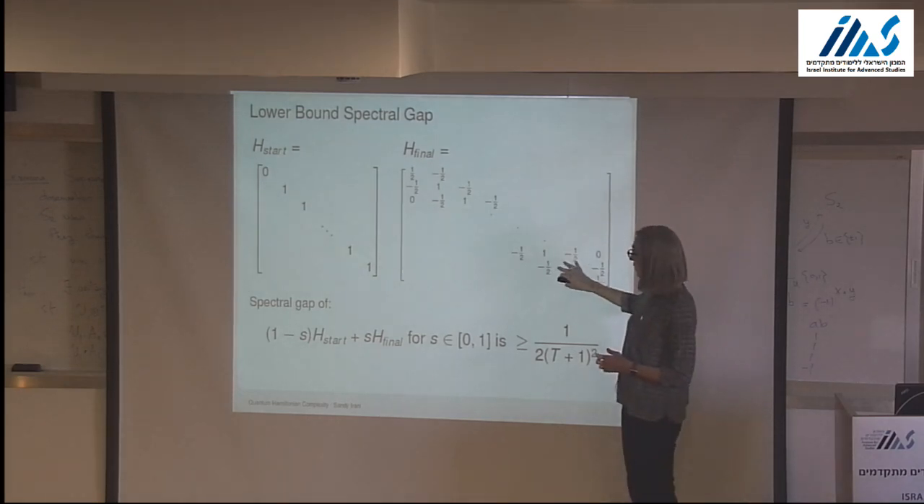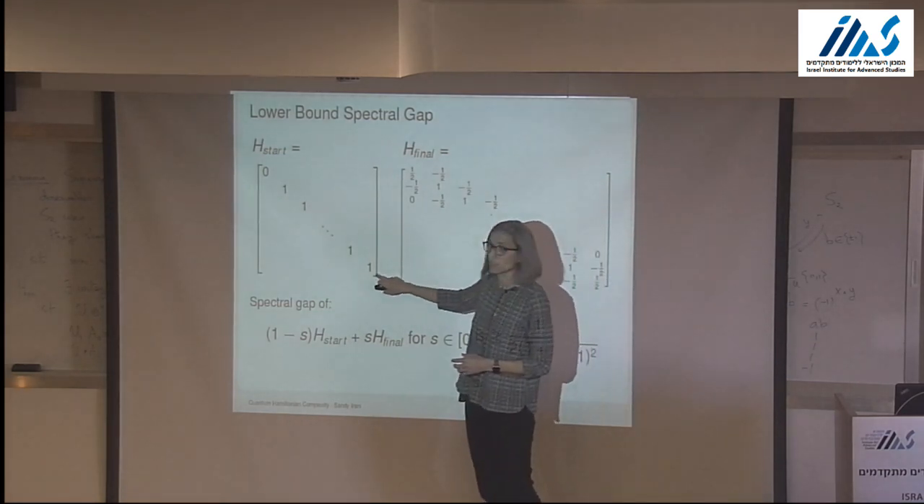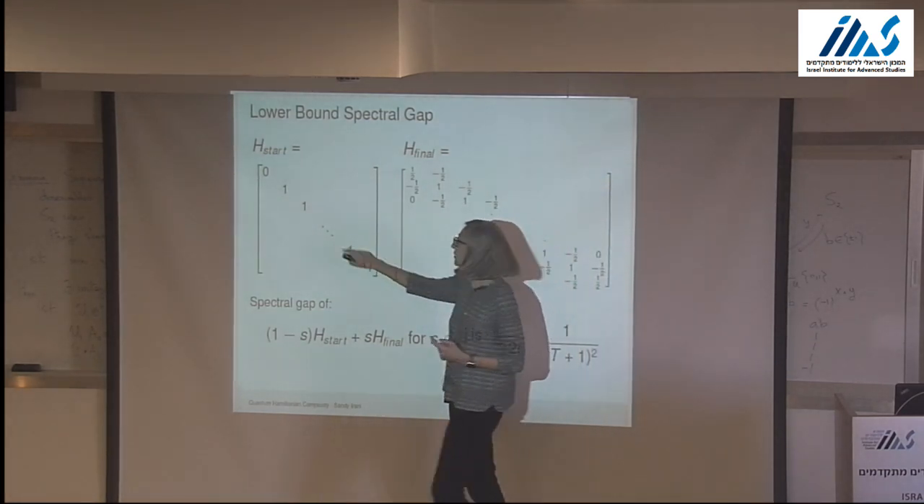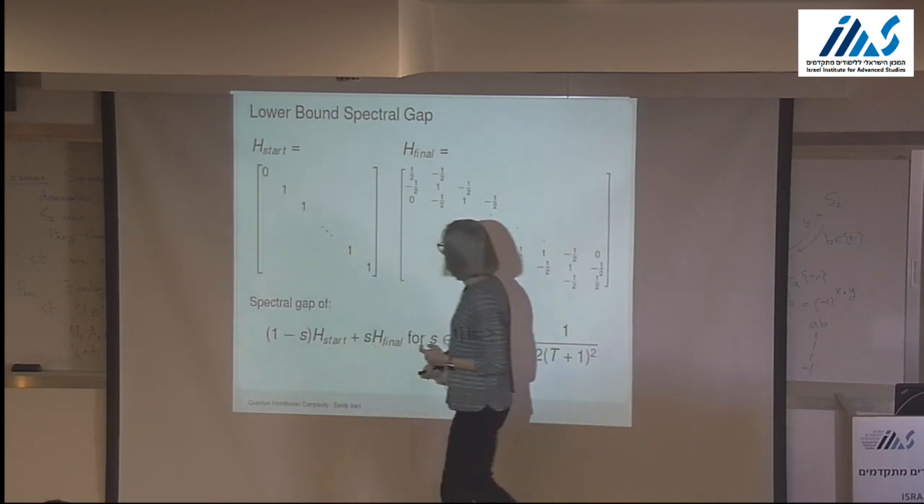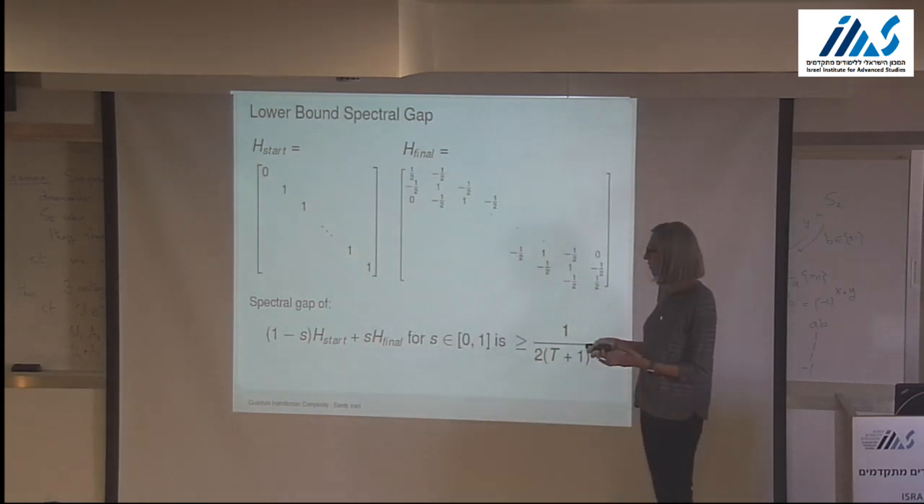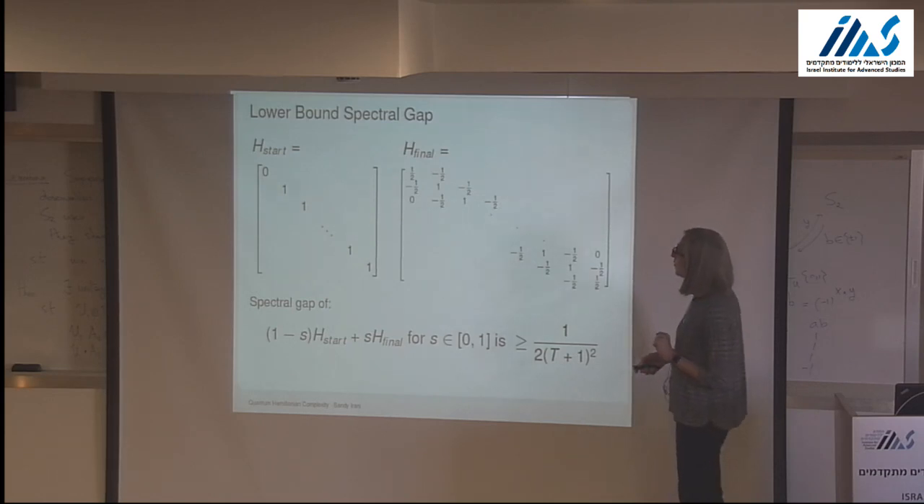We know the lowest eigenvalue for the spectral gap for this one. We talked about that last time. This is what H start looks like. There's only one ground state, and it's the initial state in this. And there's some extra work to show that actually any convex combination of these two matrices has a large spectral gap.